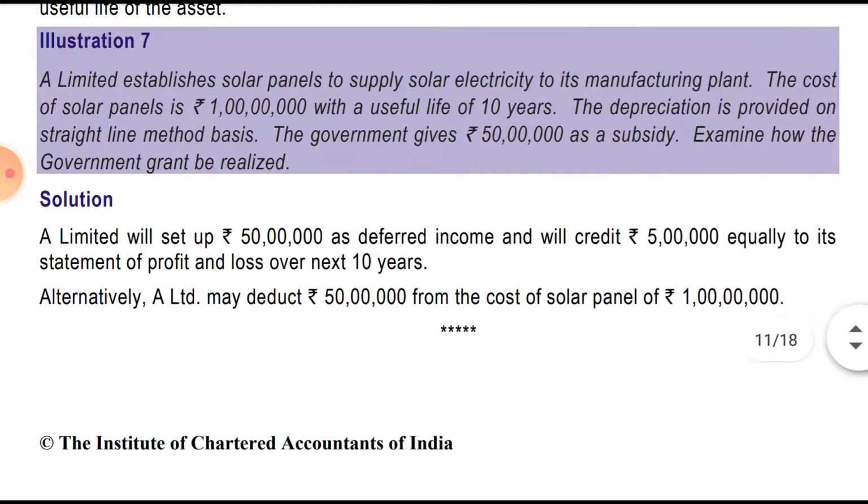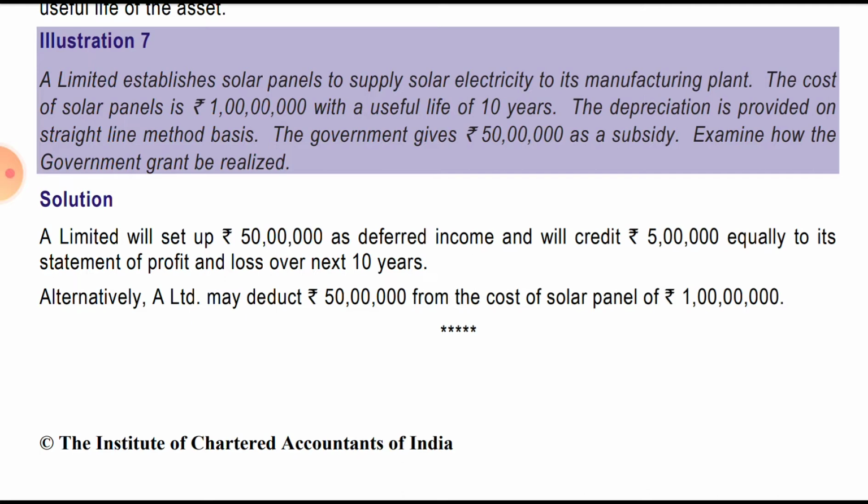In 7 they had said that a grant of 50 lakh rupees has been received. A Limited has established a solar panel to supply solar electricity to its manufacturing plant, and the cost of that solar panel is 1 crore rupees. Useful life is 10 years. Government gives a grant of 50 lakh rupees as a subsidy. Examine how the grant will be realized.